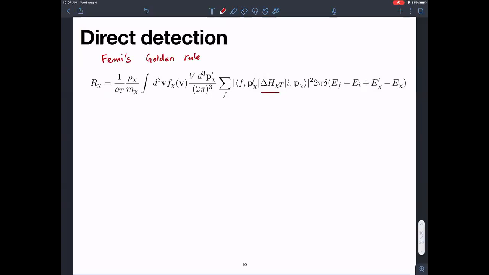Okay, so this first part is a target density. That's just because we're usually talking about a rate per amount of target mass, because that's the convention in direct detection. That's why I've included a target density to convert it to that rate per target mass. This is the dark matter number density and velocity distribution.